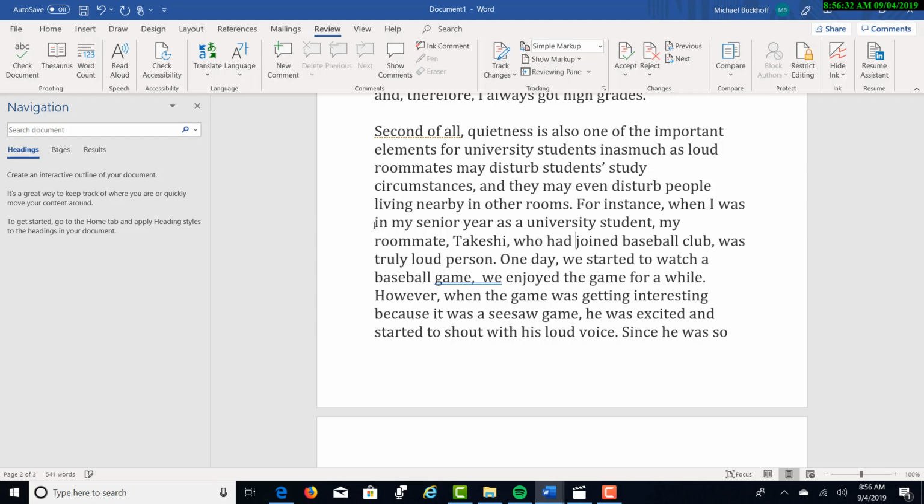This is the second time you've had problems with this. So what is the past perfect tense? Go to Google. Here it is, the past perfect tense in English grammar. To me, it's all about sequencing the order of actions in the past. So in this case, my roommate was truly a loud person, and he had joined the baseball team before you met him, I'm guessing.